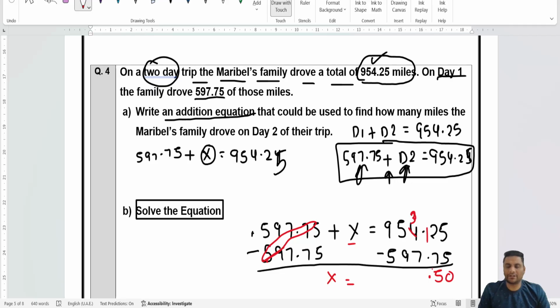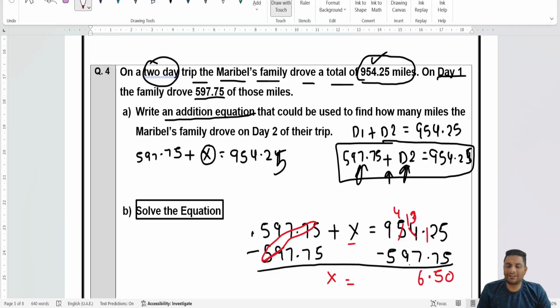Point should be in a straight line. Whenever you are doing plus or minus, points should be in a straight line. Can I do 3 minus 7? No, because 3 is smaller. So again the 5 will give 1 here. This will become 13. This will become 4. 13 minus 7, 6. Okay.